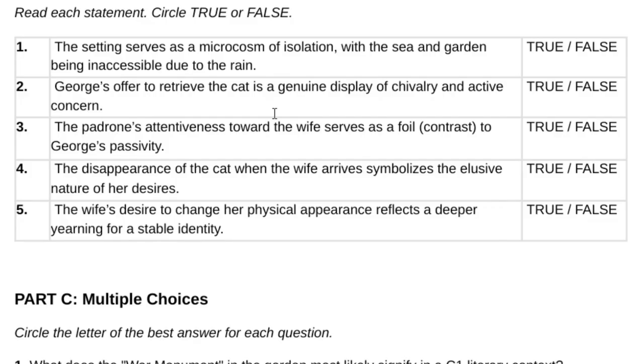The second one. George's offer to retrieve the cat is a genuine display of chivalry and active concern. And that is false. While George offers to do it, he remains propped up on his pillows reading, showing passive indifference rather than active concern. The third one.